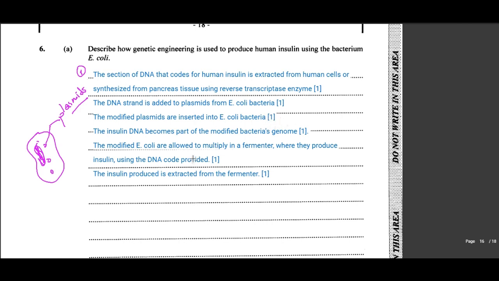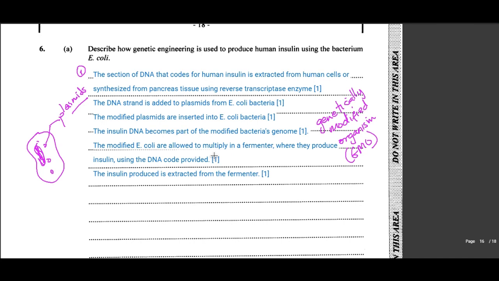Then, of course, now the insulin gene is part of that bacteria's genome, right? And now that bacteria is officially known as a genetically modified organism, GMO. Right? And then we have the modified E. coli. They're allowed to multiply in a fermenter.